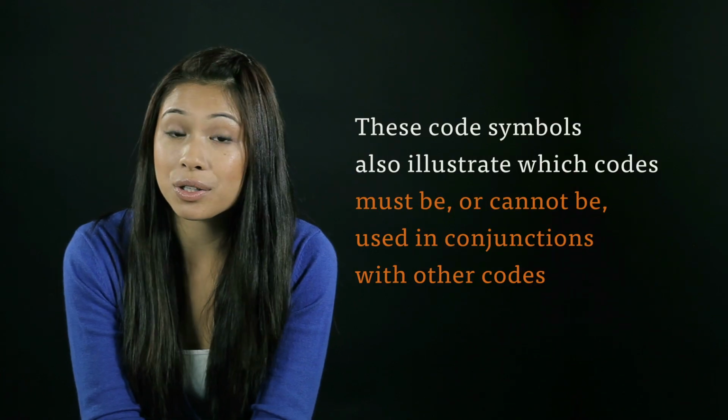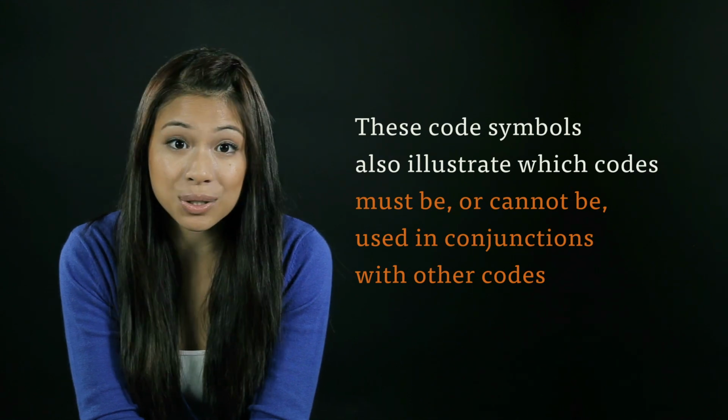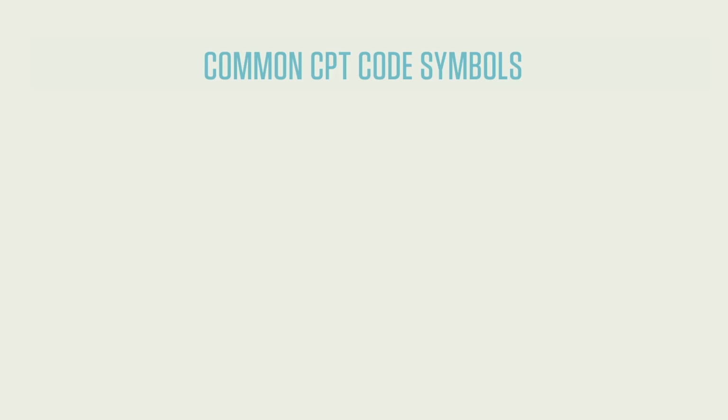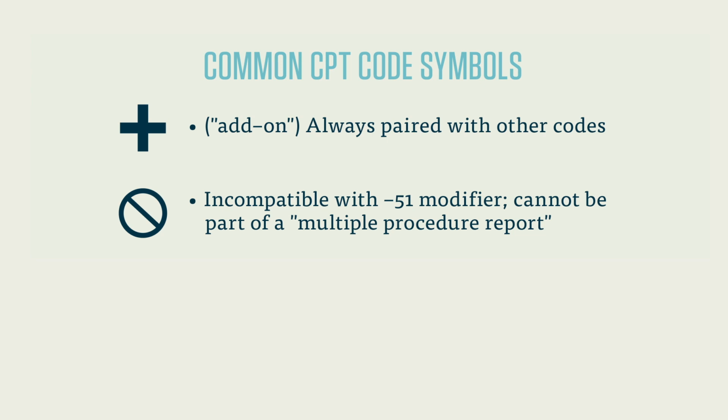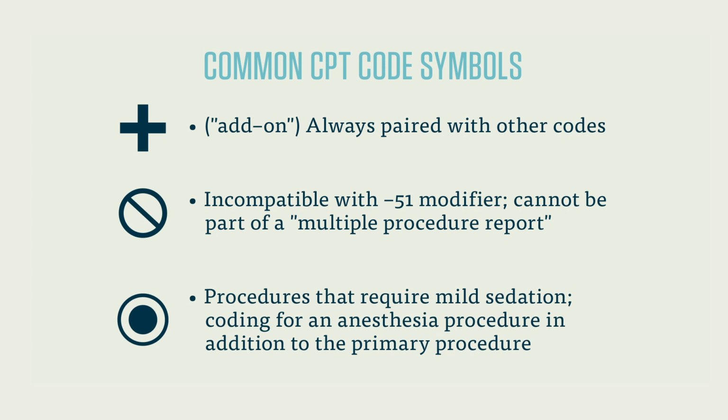These code symbols also illustrate which codes must be or cannot be used in conjunction with other codes. Certain codes are always paired with other codes. These are called add-on codes and are noted with a bold-faced plus sign. Other codes are incompatible with the -51 modifier and are marked with a circle with a diagonal line through it. We'll cover what a -51 modifier is in the next section. For now, just know that a procedure marked like this cannot be part of a multiple procedure report. Finally, procedures that require mild sedation are marked with a circle with a dot in the center. This helps remind coders that they should be coding for an anesthesia procedure in addition to the primary procedure.